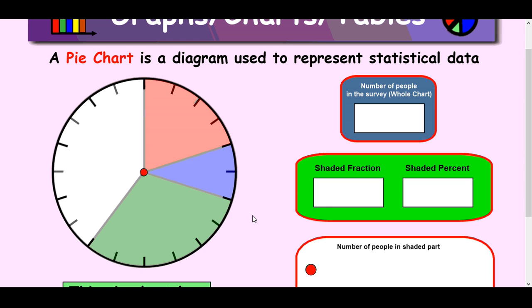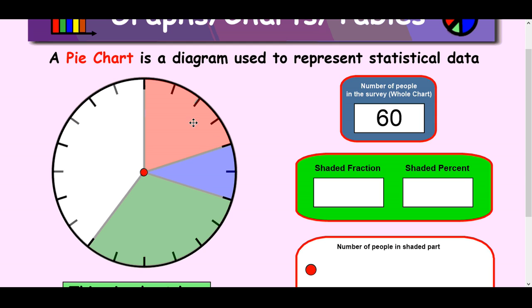Okay, so the first thing you need to know is, like last time, how many people are in the whole pie chart. So in the whole pie chart, I've made a nice easy number to work with, which is 60. We're then going to look at fractions of the pie chart. We're going to try and think what the red bit is, the fraction, and the blue bit, and the green bit, and the white bit. But also, because fractions are the same as percentages, I'm going to look at that idea as well.